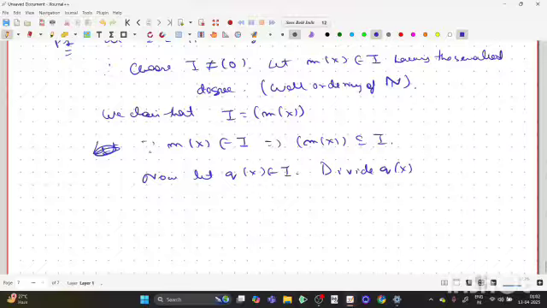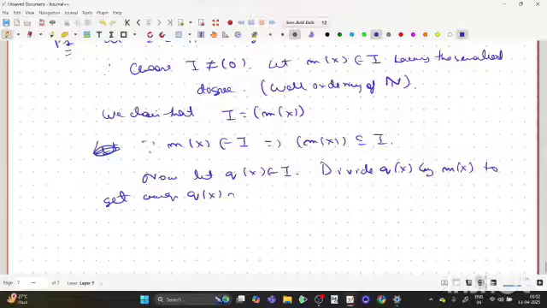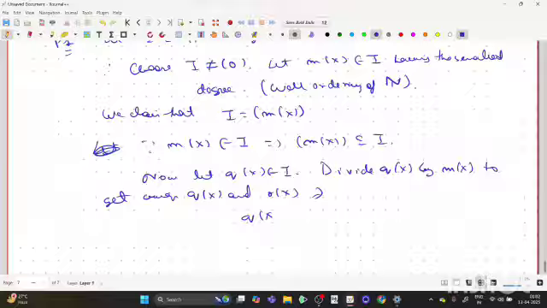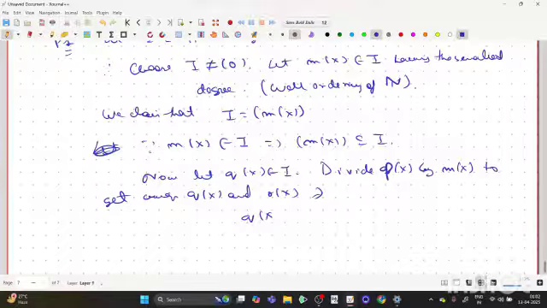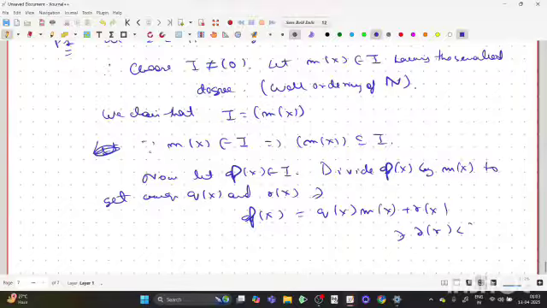Divide q(x) by m(x). Since we are in a field, we will get a unique factorization. So to get unique q(x) and r(x), I can write p(x) equals q(x) times m(x) plus r(x), such that the degree of r is less than the degree of m, or r is identically 0. No problem with that? Fine. So moving on to the next page.